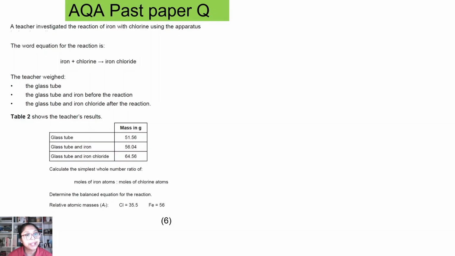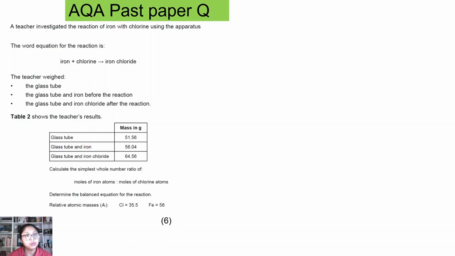The teacher weighed the glass tube and iron before the reaction, the glass tube and iron chloride after the reaction. And all the data is given in this table, all the masses they have measured in grams. Now the question they have asked: calculate the simplest whole number ratio of moles of iron atoms to moles of chlorine atoms. Determine the balanced equation for the reaction.